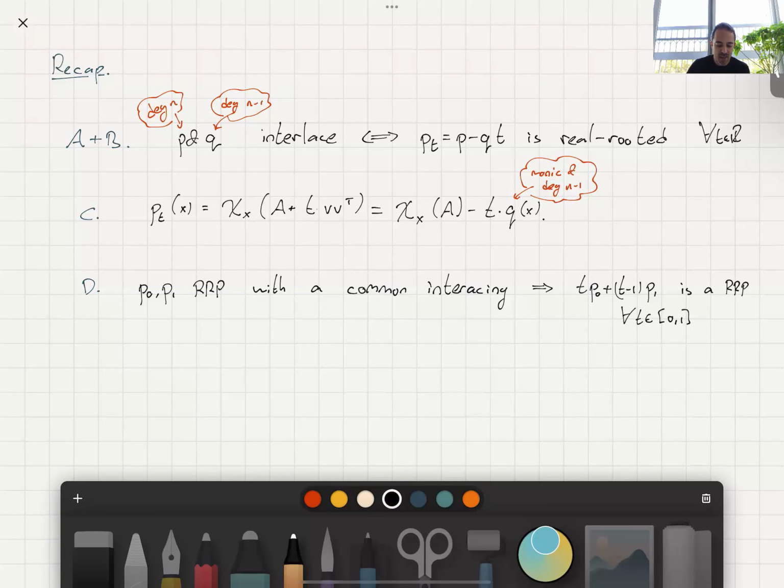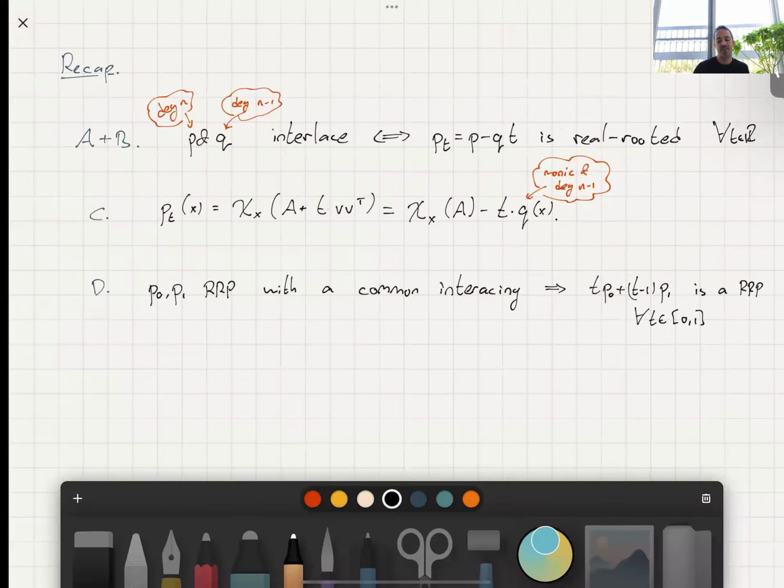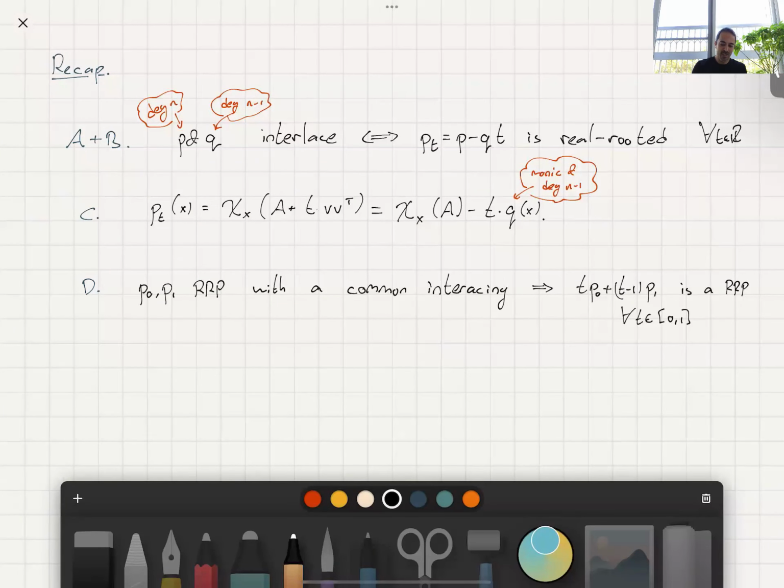So the second lemma said, when we look at such polynomials that have degree n and degree n minus 1 polynomial, all of them harmonic. Well, that happens when you do rank 1 updates, like that. And the third lemma talked about a common interlacing. So we saw that if you have a common interlacing, then the interval in coefficients connecting them is composed of only real-rooted polynomials.